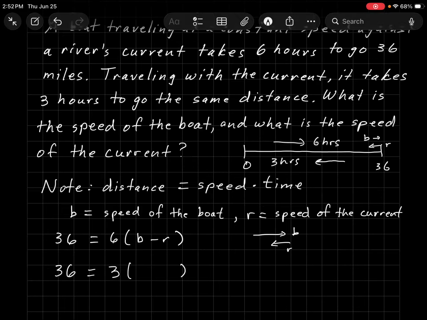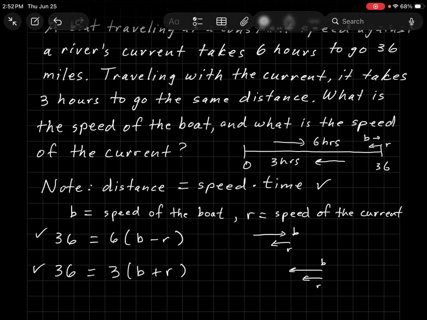What do you think I should put for the overall speed of the boat? Well, I have the boat's normal speed, right? So now going backwards, I have the boat's speed going this way. But then I also have the river pushing it and adding on to the overall speed of the boat. So I used this equation to come up with these two.